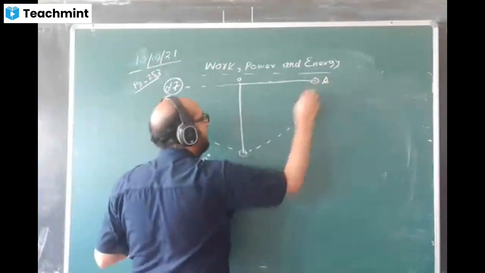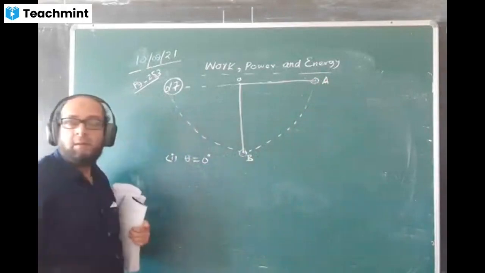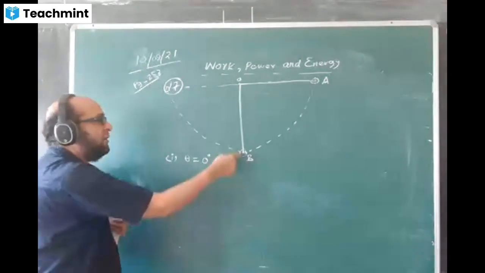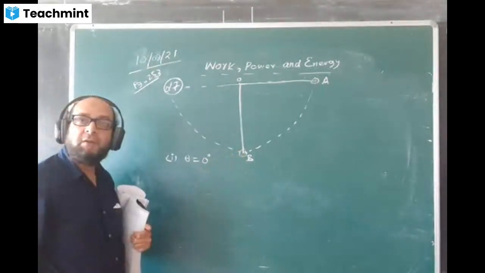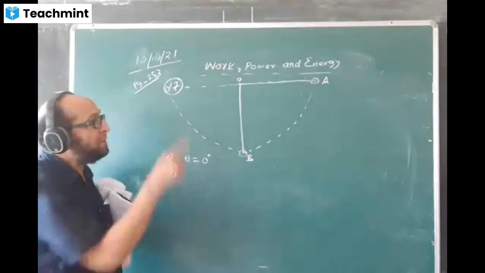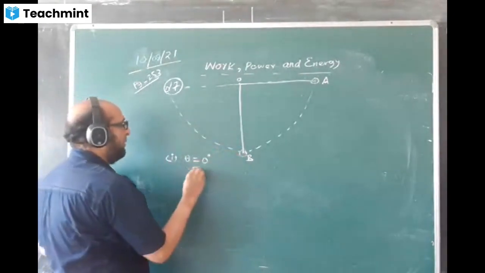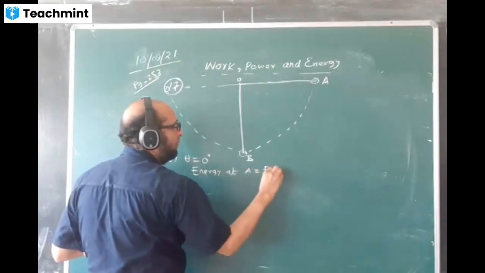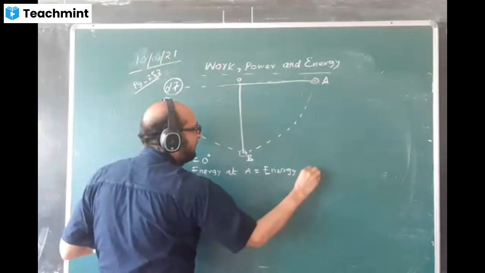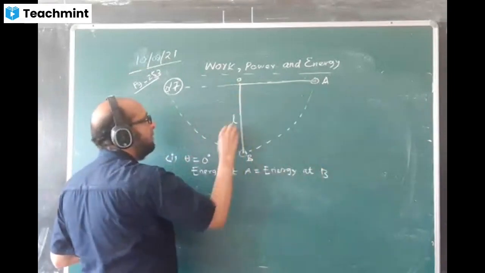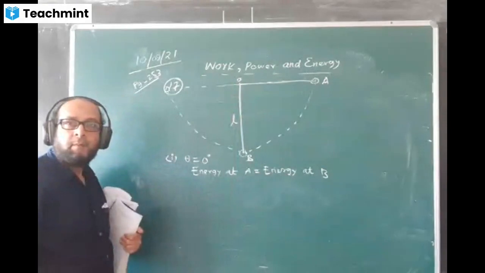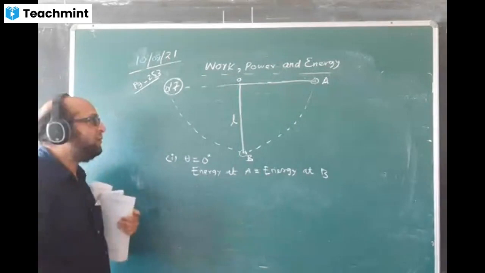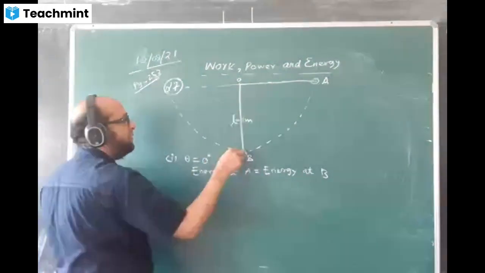Let us take this point as A and this point as B. Case 1, theta is 0 degree and there are 2 points A and B. How do you find the velocity or the kinetic energy of this point? We'll make energy equal. Energy at A and energy at B is equal. Length of the pendulum is L, and the value of L is given as 1 meter. This is the length of the string, that is 1 meter.